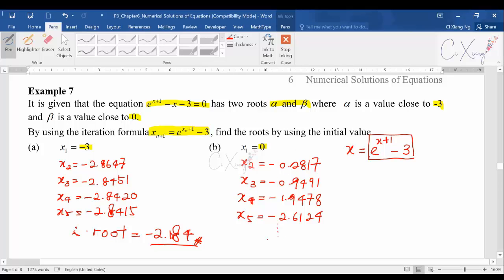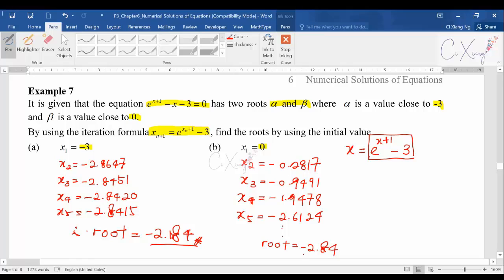Alright, so for this one, you will see that we can't get the root. Or maybe if you continue further, but I think it's very many iterations already, your root is still negative 2.84. If you continue a lot of iteration for this example. Okay.